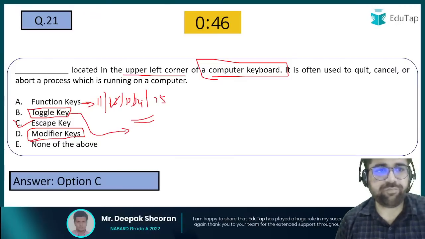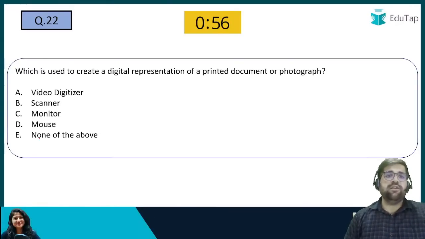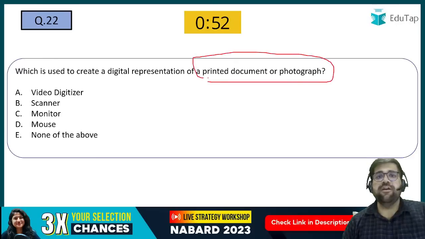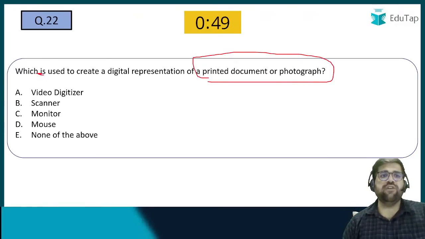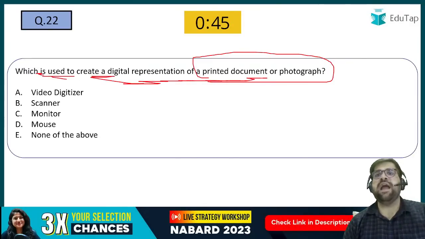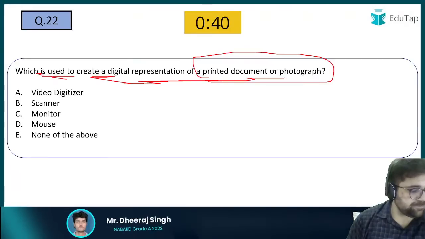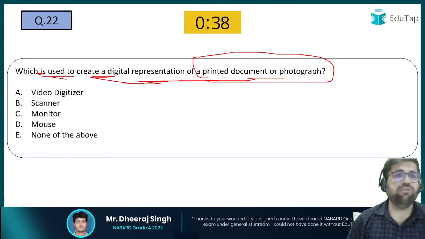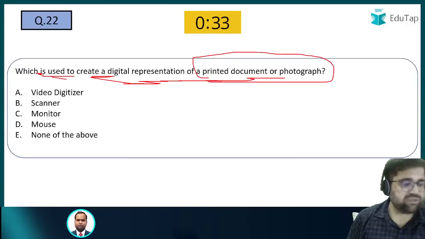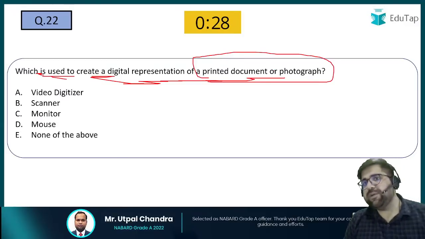Okay. So now question number 22, which is used to create a digital representation of a printed document or a photograph? Which of the following is used to create a digital representation of a printed document and photograph? Jaken is going with scanner. Scanner is used to create a digital representation of printed documents or photographs.